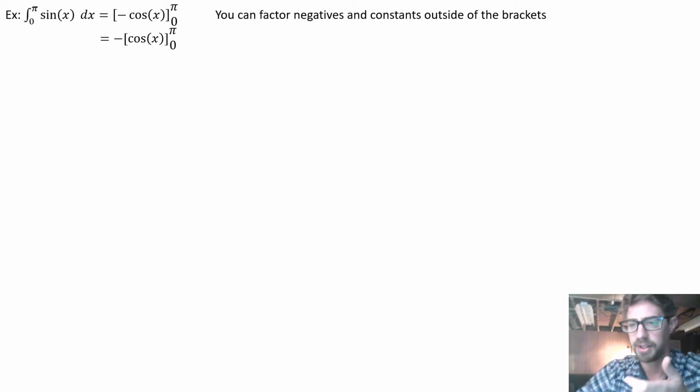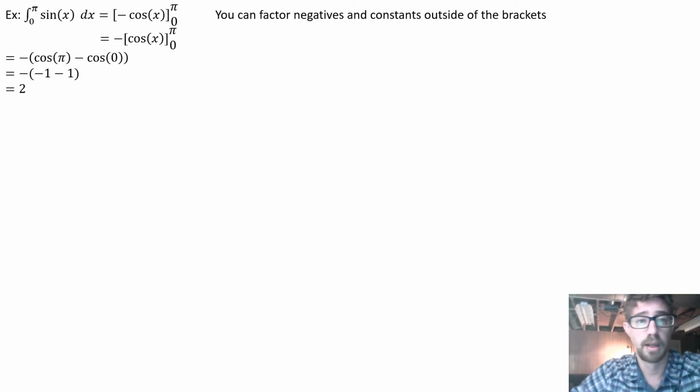So that to me is simpler. It's negative, and then it's whatever you get when you do cosine of pi minus cosine of 0. So negative parentheses cosine of pi minus cosine of 0. The cosine of pi is -1. The cosine of 0 is 1. So it's -1 minus 1, which is -2. So that area is just 2.